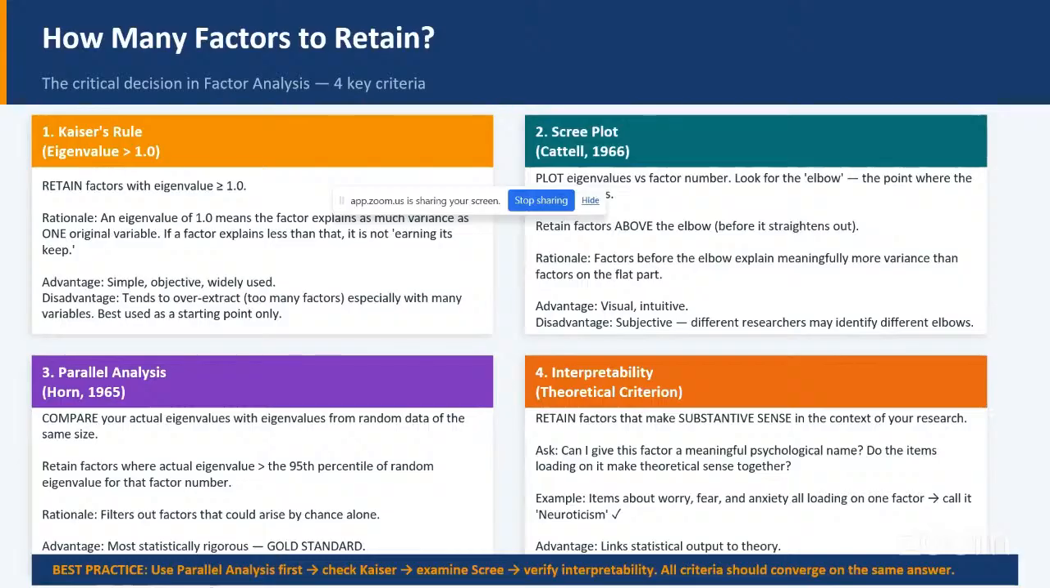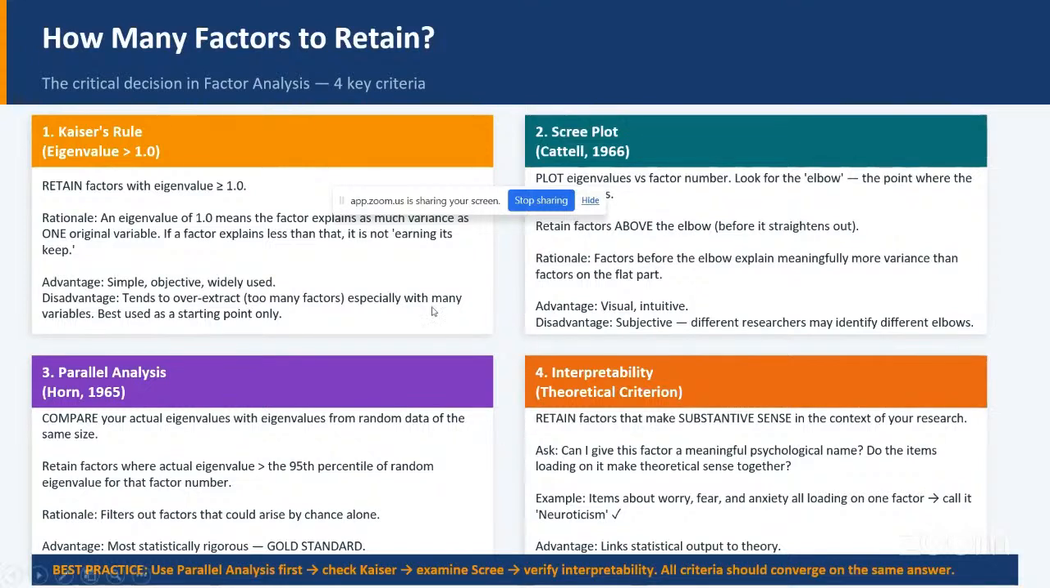So what is the best way to do this? First, we need to do parallel analysis. I have already said it is the gold standard, I would say. After that, to check whether we are right or not, we will use the Kaiser rule. Then the scree plot is for visualization purposes only. Then verify the interpretability. That's all.